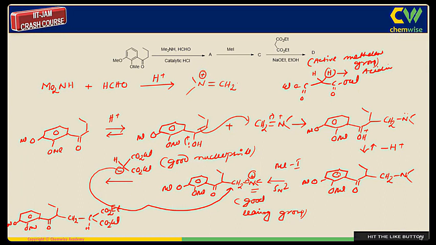In the previous two reactions, what we found was the Mannich reaction followed by methylation and followed by elimination. Here we are seeing the Mannich reaction followed by methylation and followed by substitution. This is the target. So what is A? Basically, A is this product. What is B? This is B, the methylated product, and this is C, the substituted product.